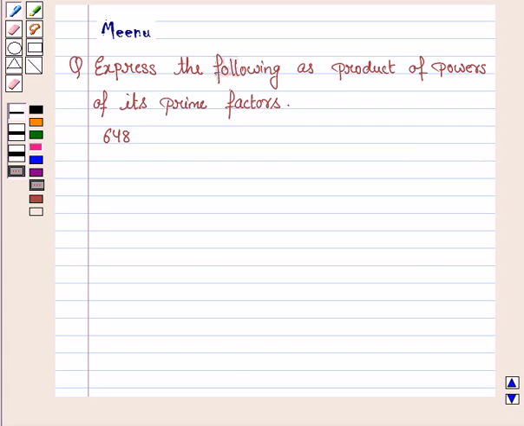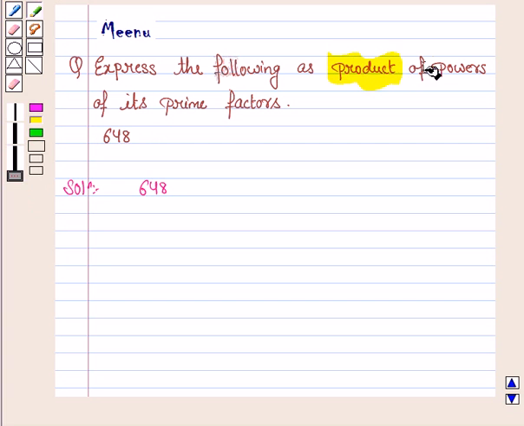Hello students, let's work out the following question. It says, express the following as product of powers of its prime factors. So let's proceed on to the solution. The given number is 648 and we have to express this number as product of powers of its prime factors.